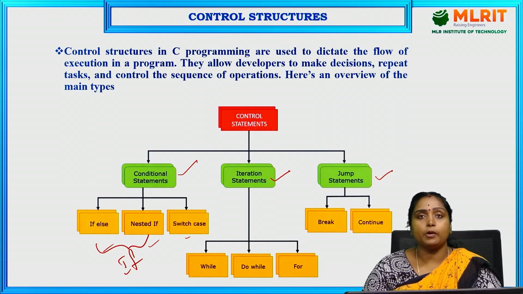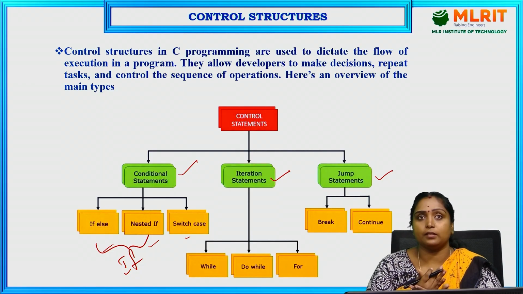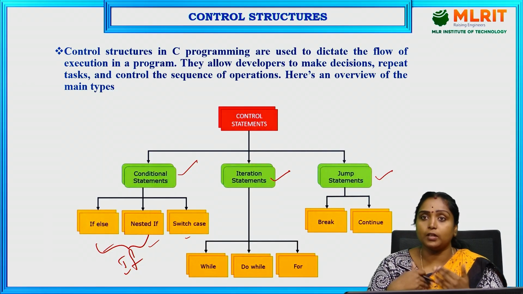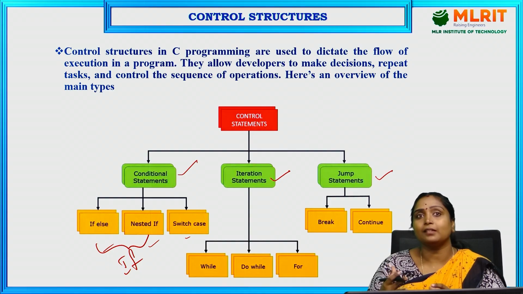So, that's all about control structures. In order to control the flow of execution, sometimes you might have to take some decisions, or sometimes you might want to repeat something n number of times. In order to do such actions, we use these control structures in the program.